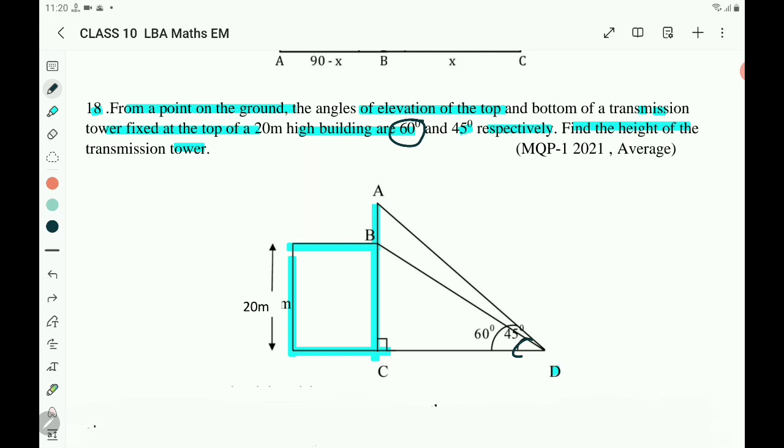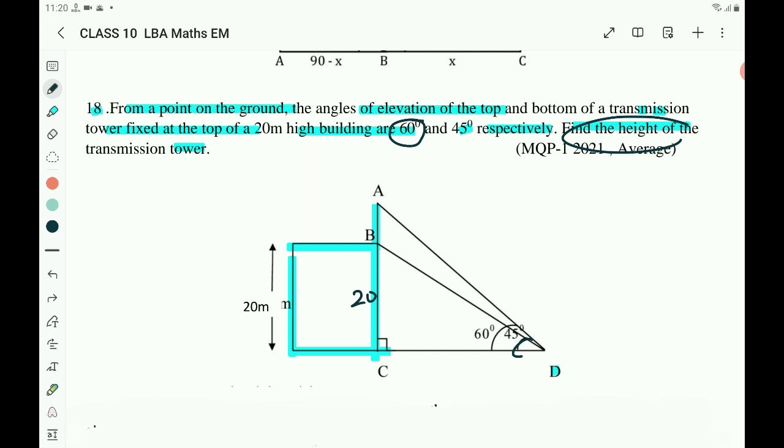And what we have to find out? We have to find the height of the transmission tower. Means AB is to be found out. How will you get AB? Here BC is known because this is nothing but the height of the building. So BC is equals to what? 20 meter, that is the height of the building.